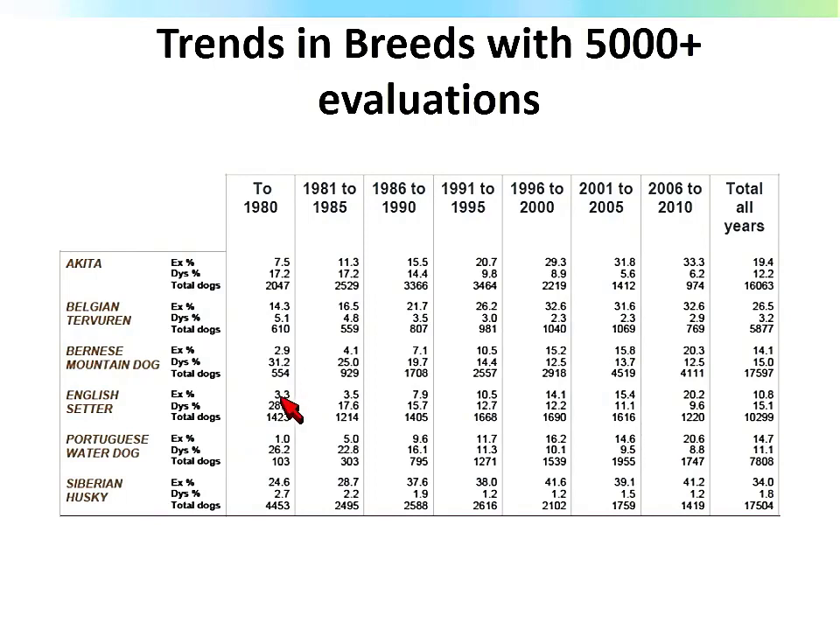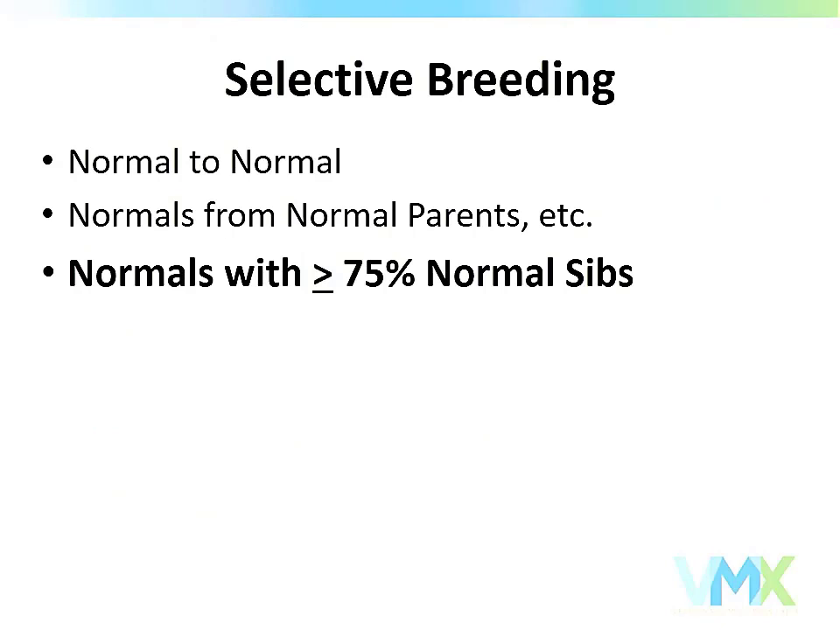English setters started out with 3.5% excellent. Through birth years 2006 to 2010, it was 20%. And at the same time, they went from 17% dysplasia to 9.6% dysplasia. So it can be done. I said it depends on the size of the gene pool, the beginning incidence, and how much peer pressure is being exerted. And then the last one I think is important.